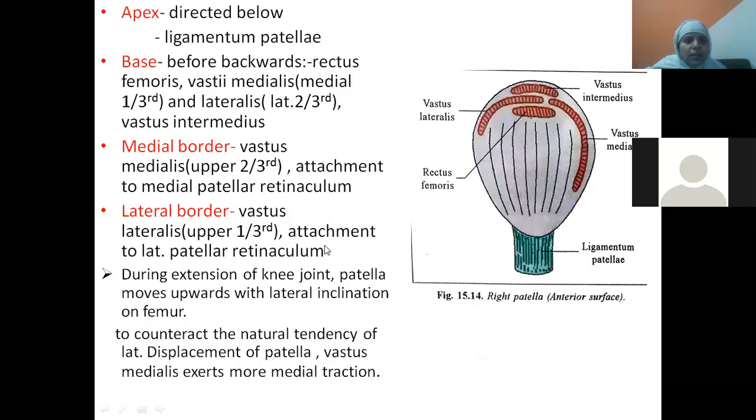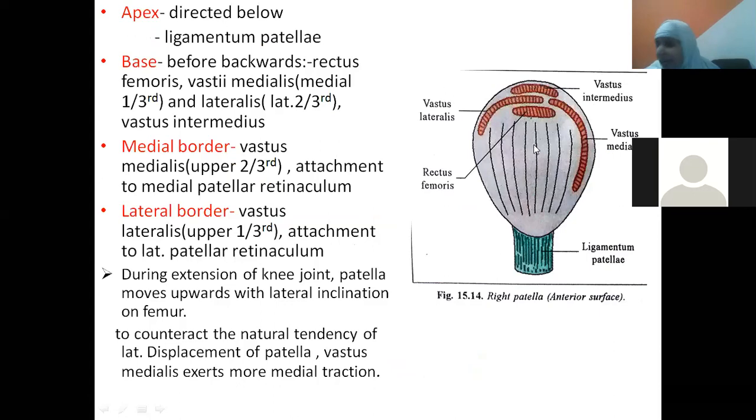Okay, but then see here. Now see, this is the anterior aspect. Don't read anything, but I will tell you everything with the help of this picture, which has been taken from Datta's anatomy. So this is the base and this is the apex, isn't it? This is the medial border and this is the lateral border.